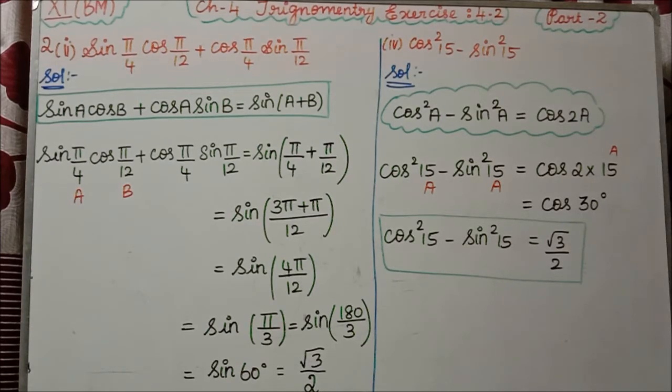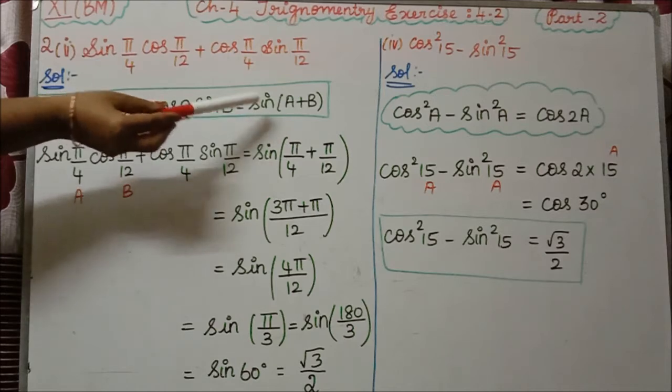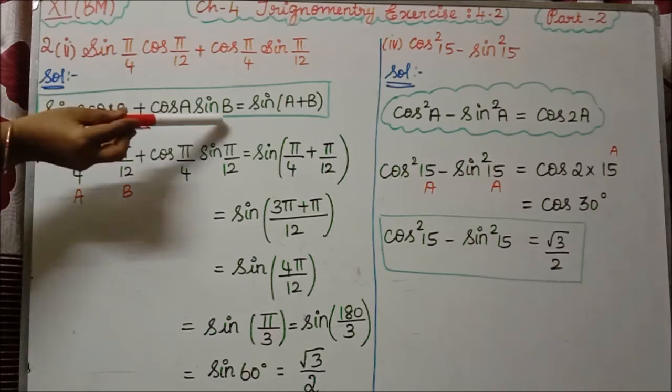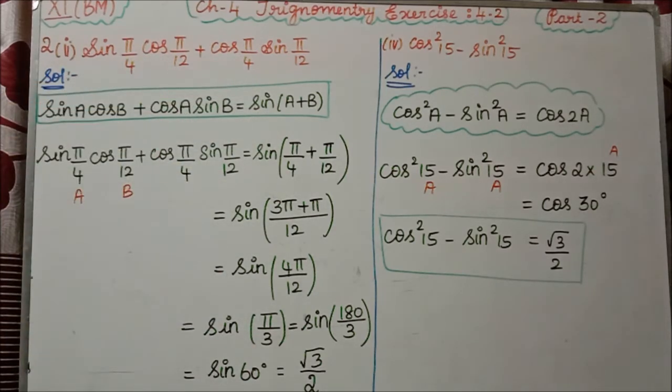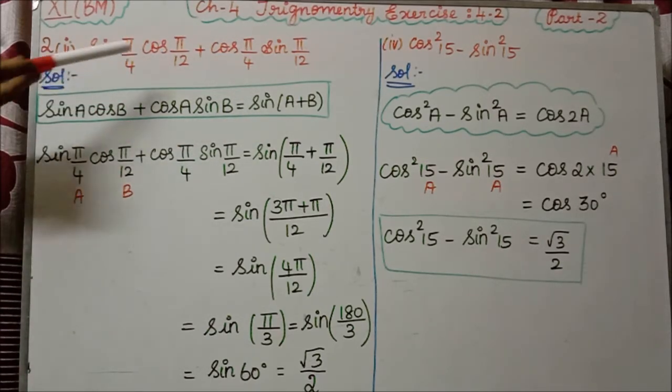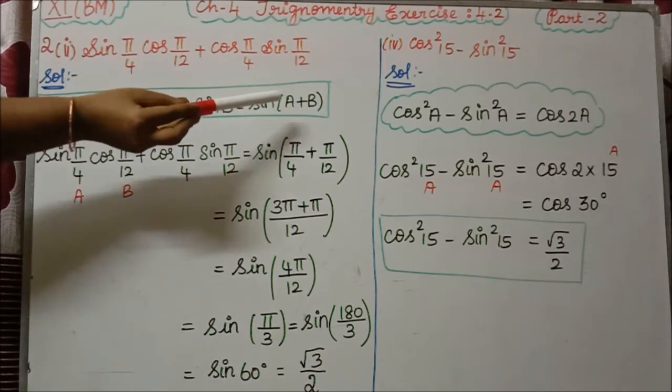See the second subdivision: sin pi by 4 cos pi by 12 plus cos pi by 4 sin pi by 12. In the first subdivision, they gave the question and we expanded it in this form. Now in the second question, they have given the expanded form, and we have to write it in short form. Clear? Now this looks like which formula? Sin cos, sin cos with a plus sign in between. So we will get it in sin A plus B.